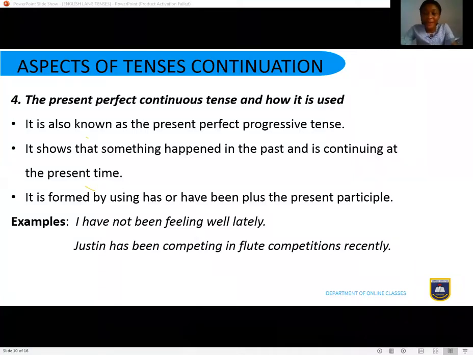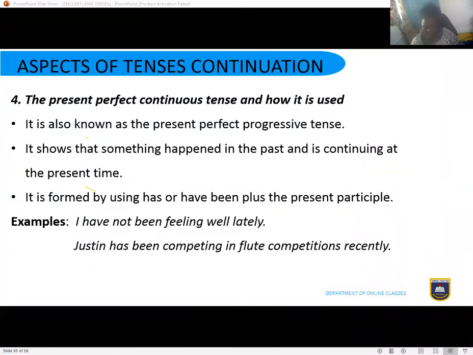That means it's still in action. Now, what the person is saying here is, I have not been feeling well. So it means that in the past, I have not been well, and in the present time, I am still sick. Do you understand?